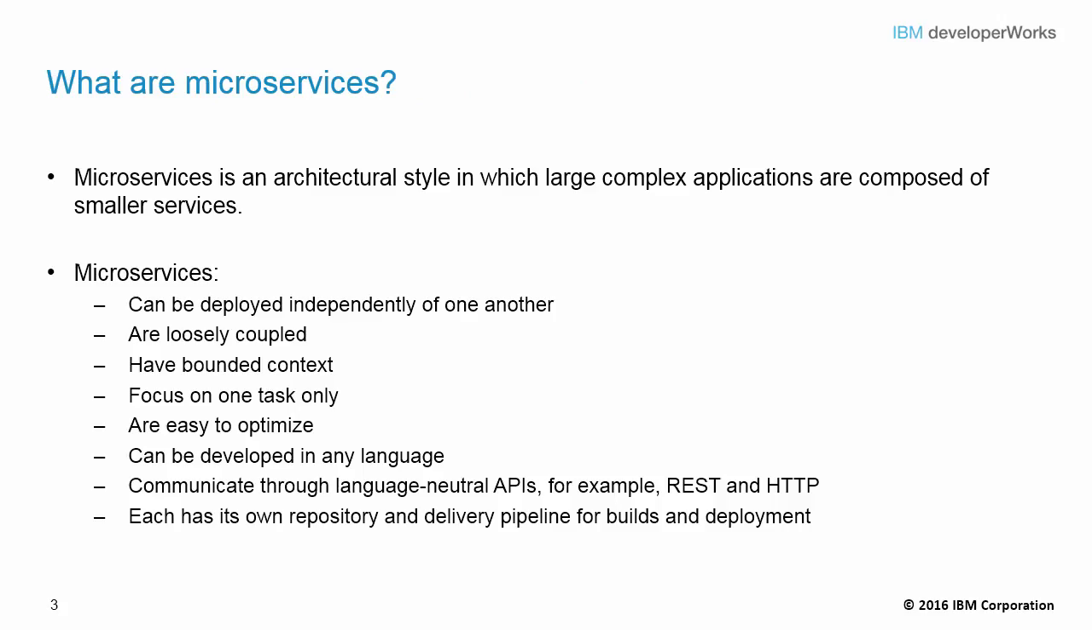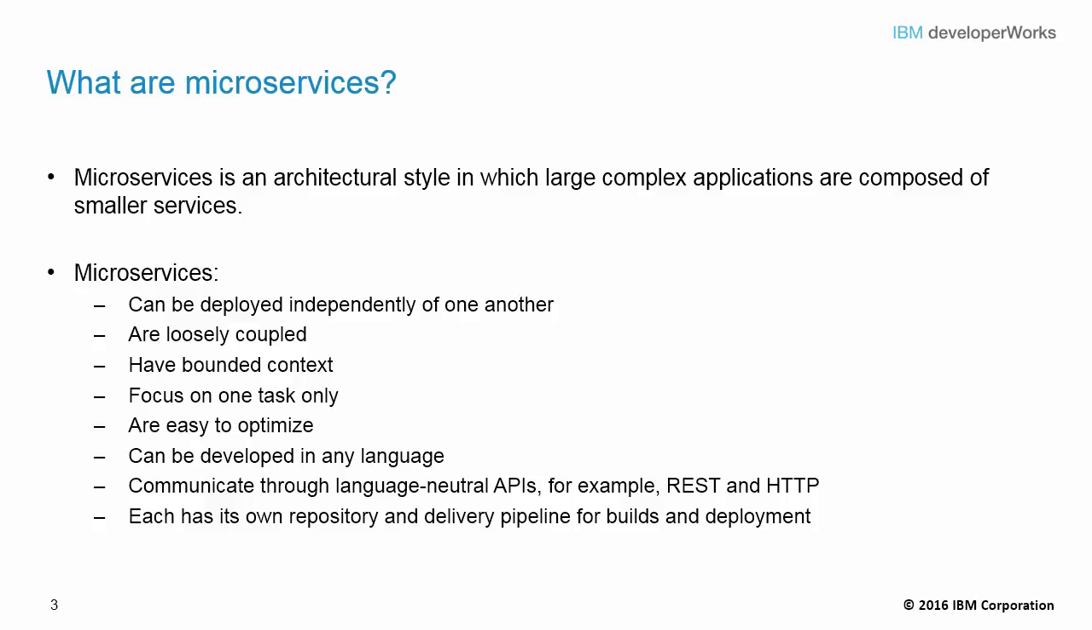Microservices is an architectural style in which large, complex software applications are composed of one or more services. Microservices can be deployed independently of one another and are loosely coupled. You need to be able to deploy a single microservice on its own. This loose coupling enables frequent and rapid deployments, getting much needed features and capabilities to our consumers. Each of these microservices focuses on completing one task only and does that one task really well.